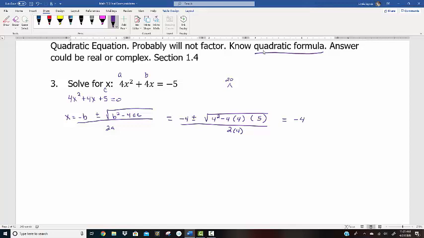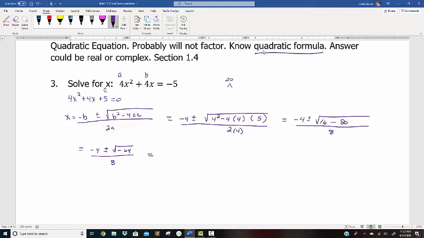So then when we go to work this out, we want to work under the square root first. So 4 squared is 16. Then we're going to multiply 4 times 4 times 5, and we get 80, over 8. So now we're going to work on simplifying this. So that's negative 4 plus or minus the square root of negative 64 when we combine the 16 and the 80, over 8.